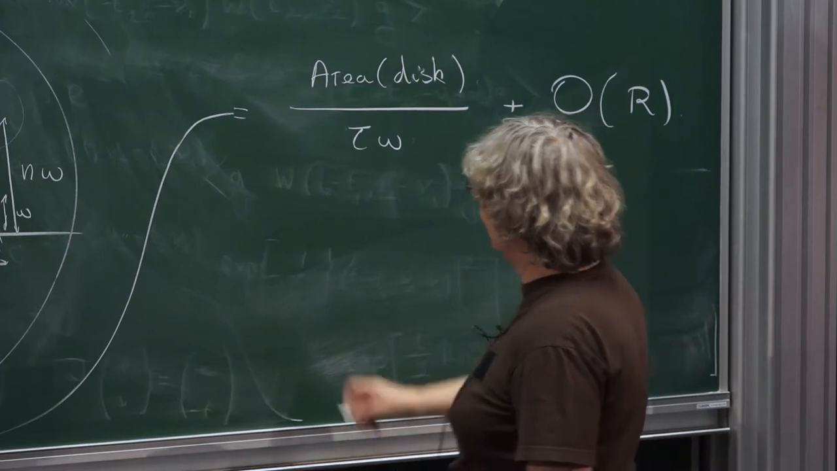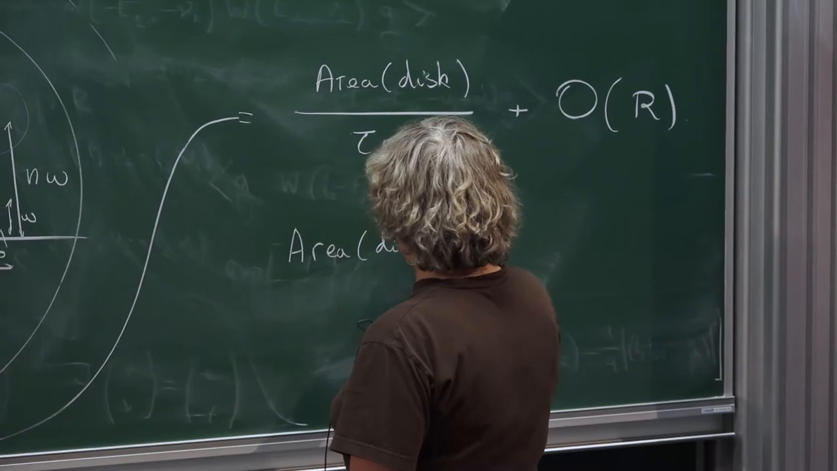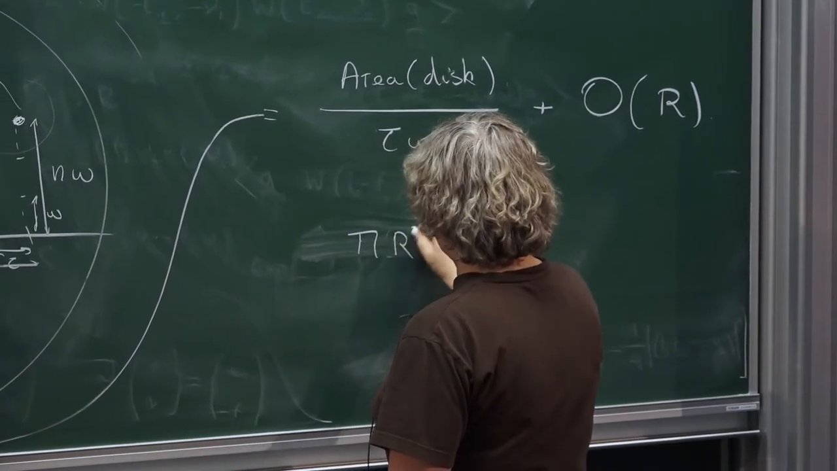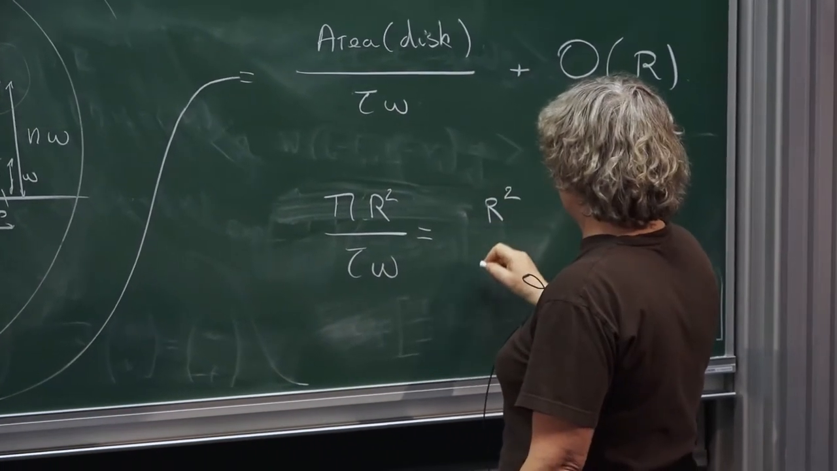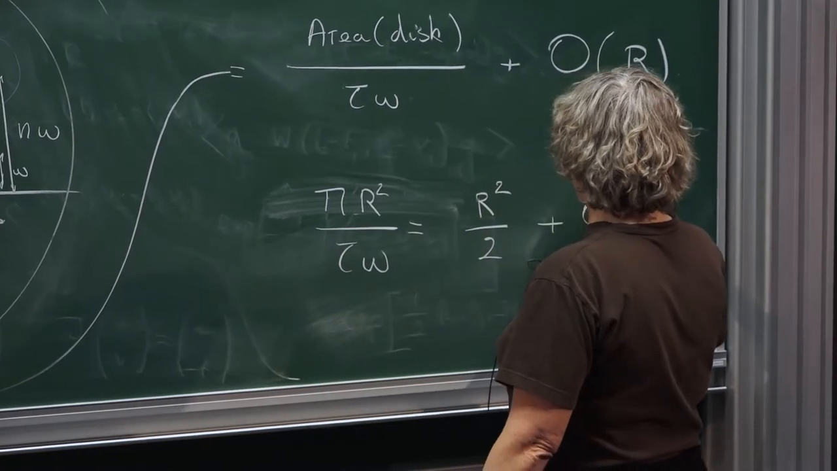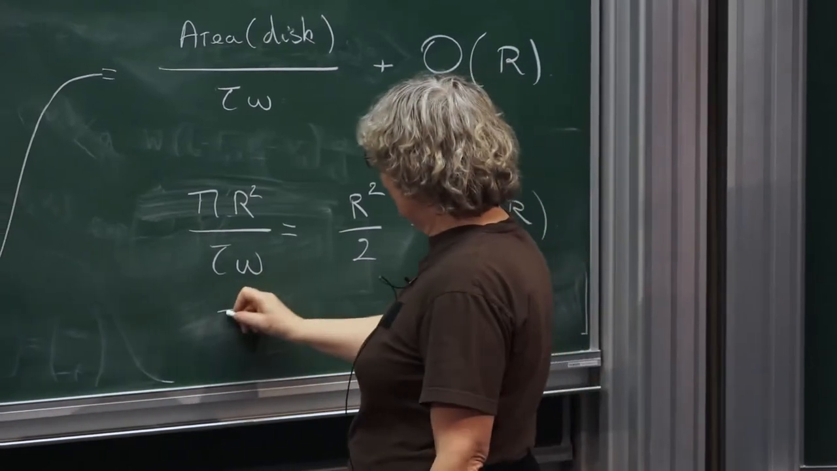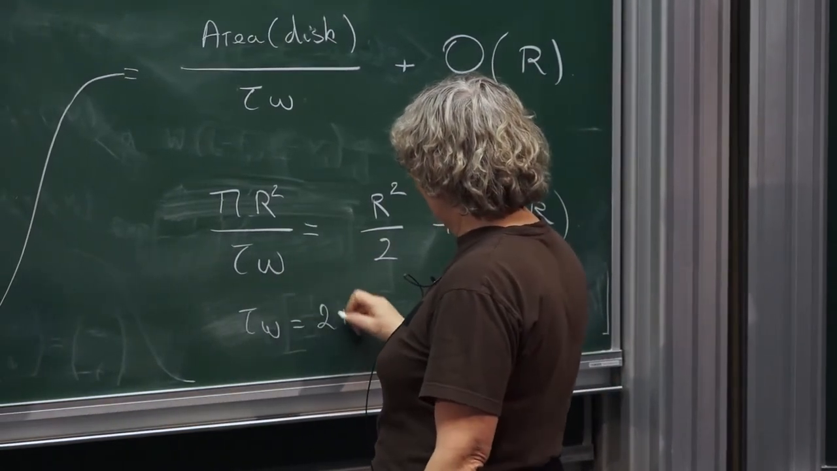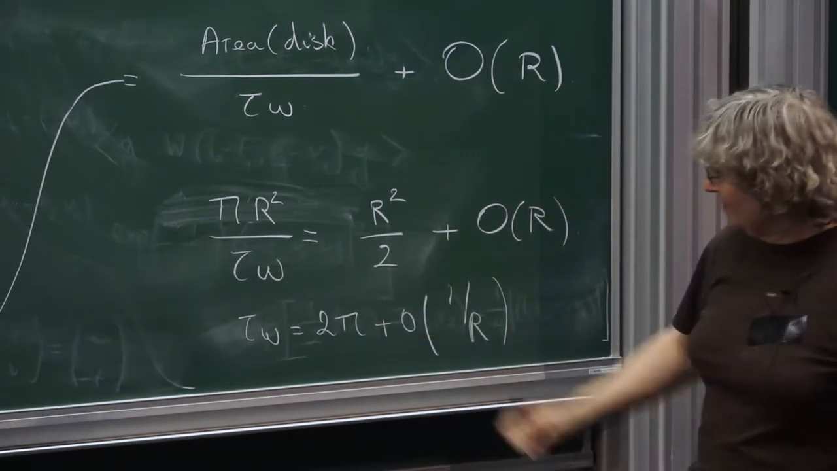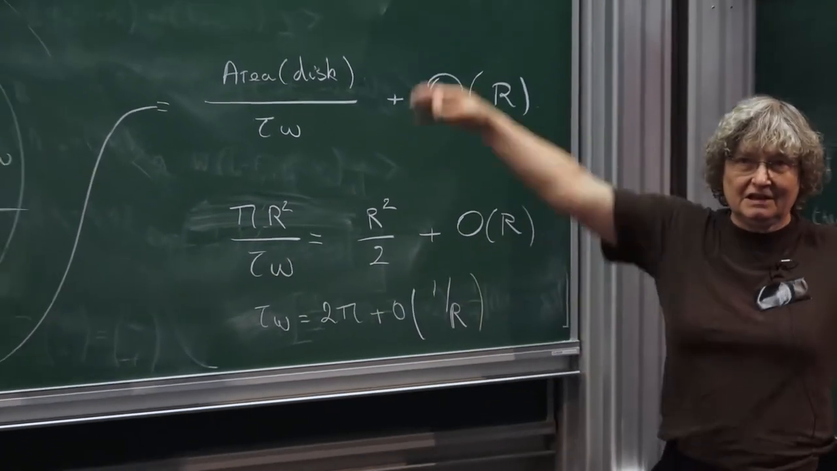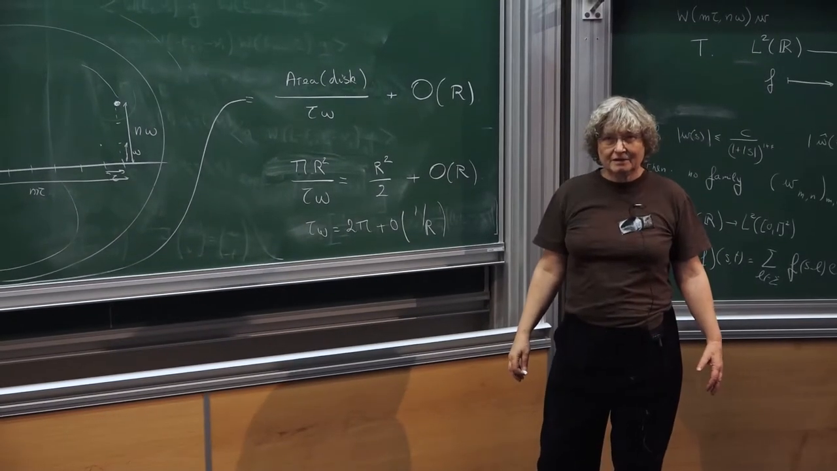And so I get that the area of the disk, which is pi r squared, over tau omega, has to be equal to r squared over 2 plus order r. And if I divide by r squared, then I find that tau omega has to be 2 pi plus order 1 over r. And since I'm talking about a constant, in the limit that I take disks that are big enough, I need to find that tau omega is 2 pi.